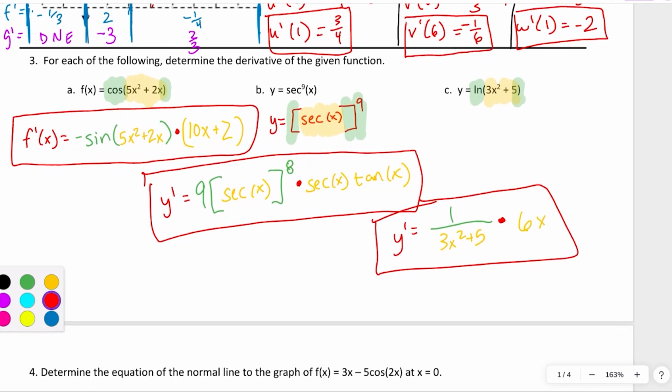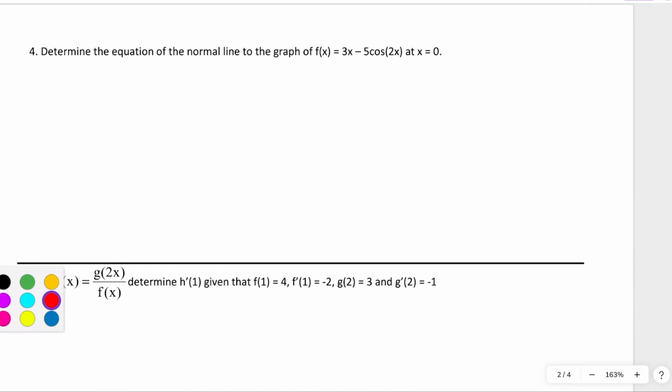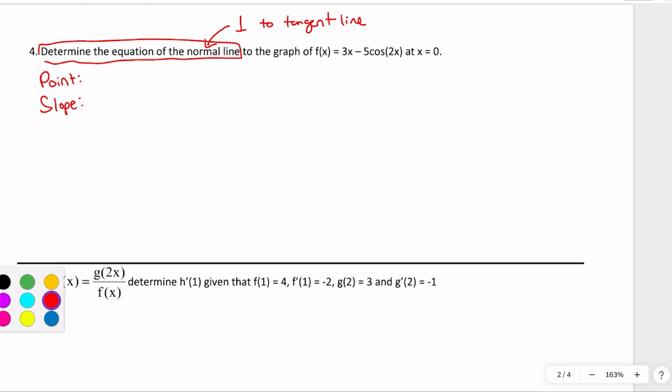Okay, there's number 3. Number 4, determine the equation. Oh, another one of these, of the normal line this time. Okay, so just make sure normal, get that straight, is perpendicular to the tangent line. But whether we're finding the normal line or the tangent line, we're going to approach it the same way. We are going to find a slope, or a point and a slope, and we're going to plug that into point-slope form. Y minus y1 equals m times x minus x1.